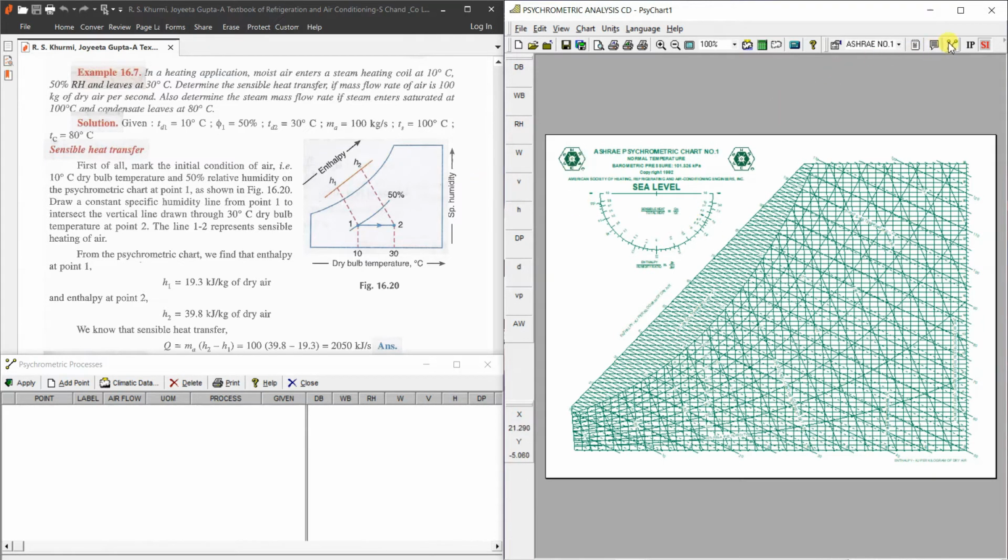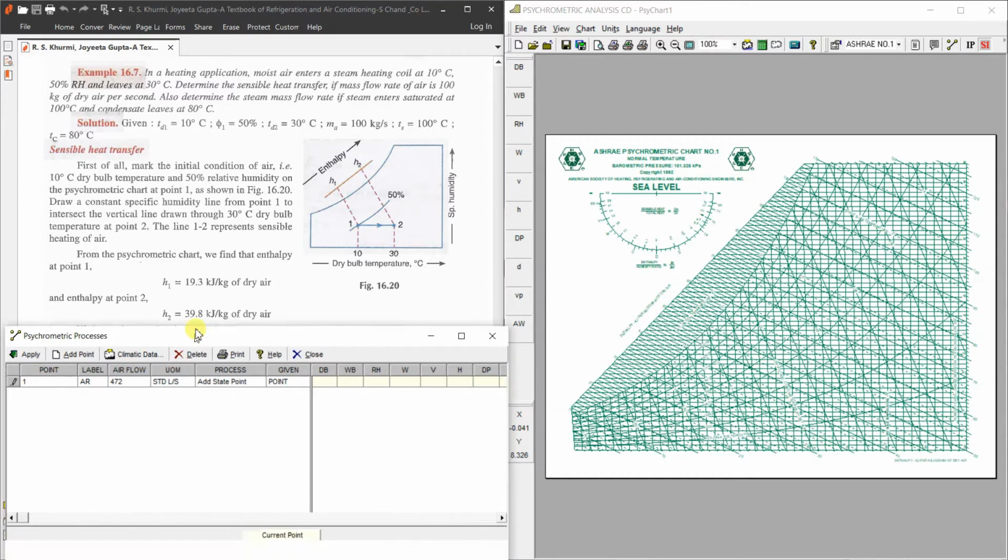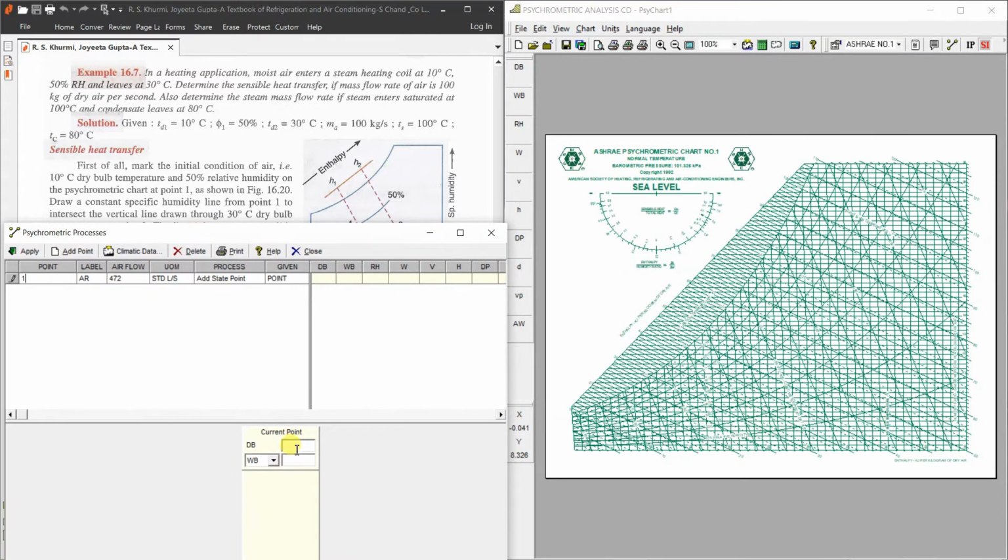Okay, so what we will do, we will click on edit state points. After clicking edit state points, you will get this psychrometric processes window. Now we have to click add point. The point is point number 1. Now what is the condition of that point? Point number 1, dry bulb temperature is 10 degrees Celsius and phi, that is relative humidity, is 50%. So select relative humidity, and this value is 50%. Click apply. Now you can observe point number 1 has been plotted on the chart.